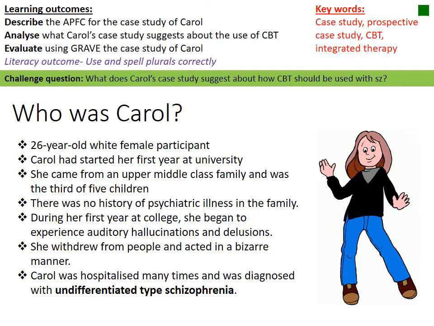So Carol is a 26-year-old white female patient from America. She's just started her first year at university. She was from an upper middle class family and was the third of 5 children. There was no history of psychiatric illness in the family. But during her first year at college, Carol started to experience auditory hallucinations and delusions, and she withdrew from people and started to act in a bizarre manner. Carol was hospitalized many times and was diagnosed with undifferentiated schizophrenia.